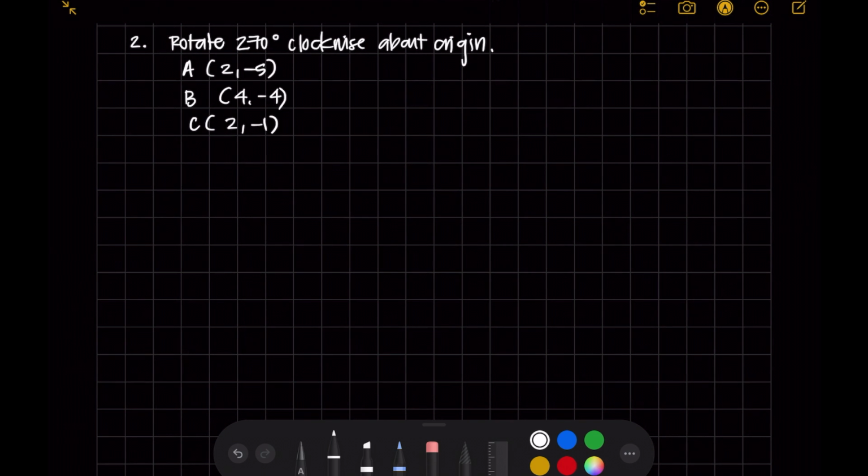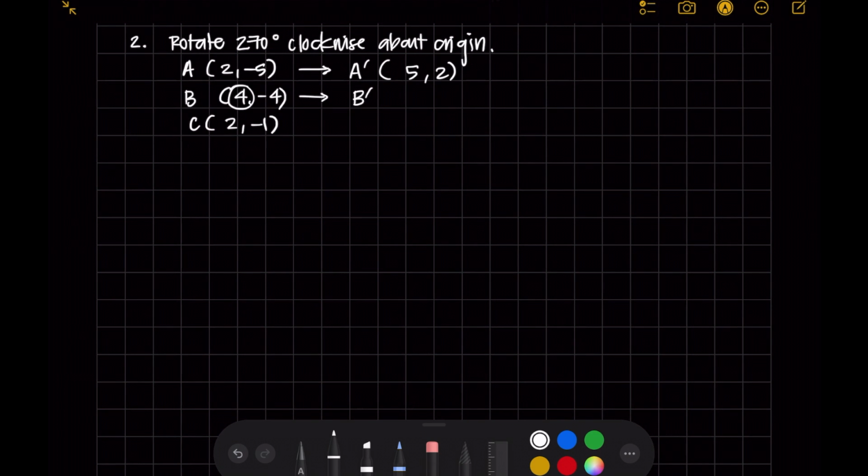So let's recall our rotation rules. For a rotation that is 270 degrees clockwise about the origin, all we have to do is switch the placements of the x and the y coordinates, and then we tack on a negative for the y coordinate. And so what we end up getting for A prime is -5, 2, but remember we have to take the opposite of the original y coordinate. And so this is simply (5, 2).